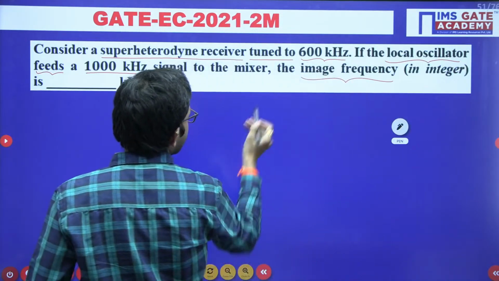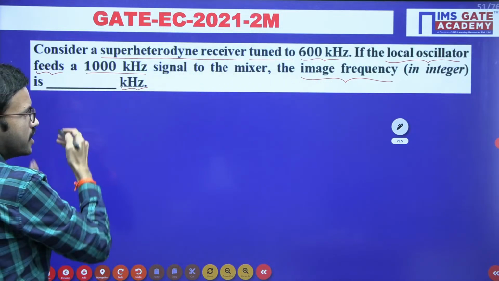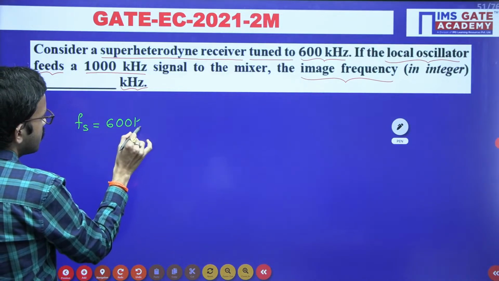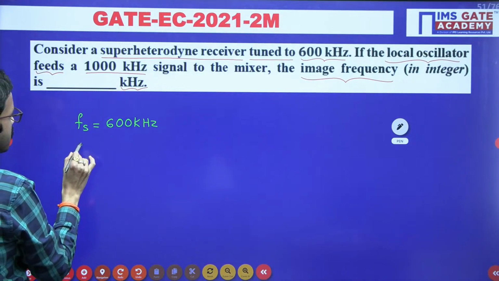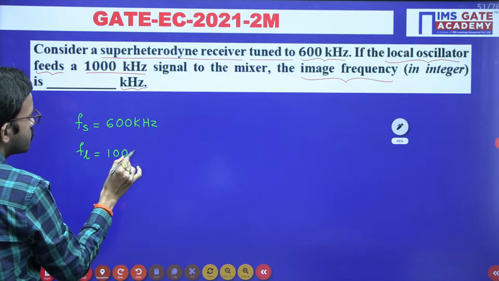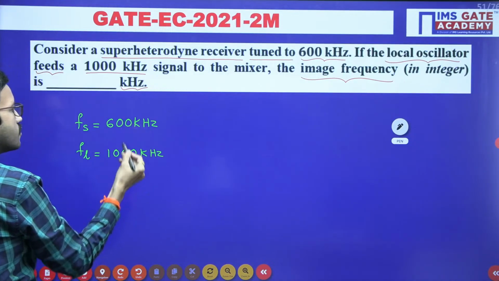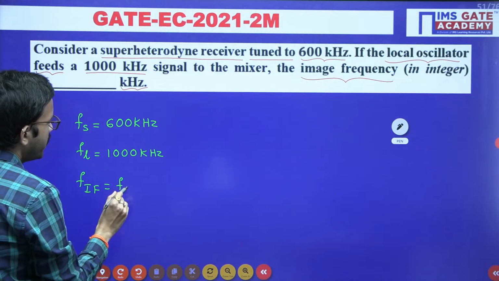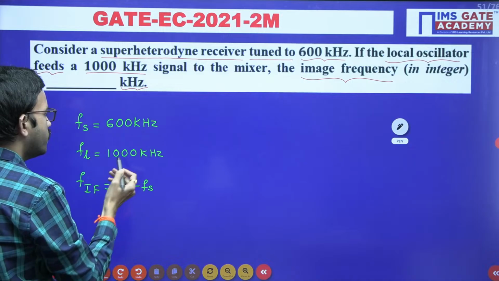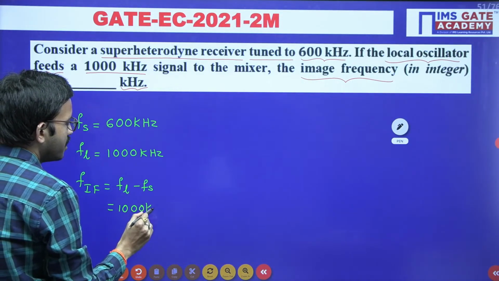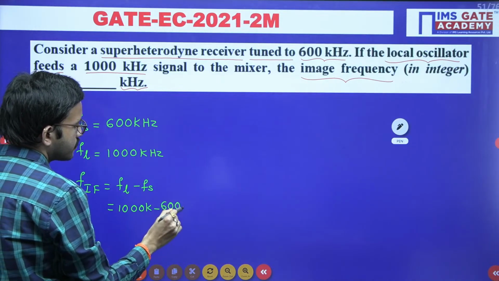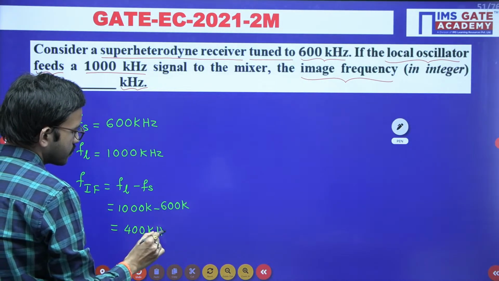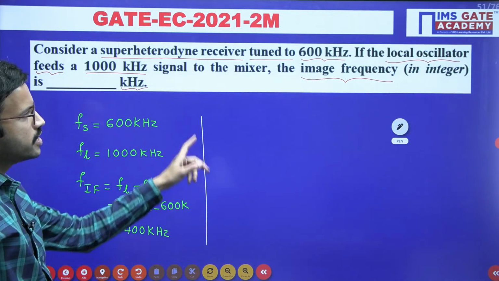First of all, here you have 600 kHz, which is your incoming signal frequency, so Fs equals 600 kHz, and the local oscillator frequency they have mentioned is 1000 kHz. When you take the difference of these two, that is the intermediate frequency. You will get FL minus Fs, so here FL is 1000 kHz minus Fs is 600 kHz. So 1000 minus 600 is nothing but 400 kHz. Now they are asking for the image frequency.